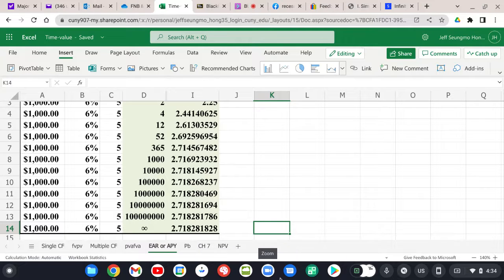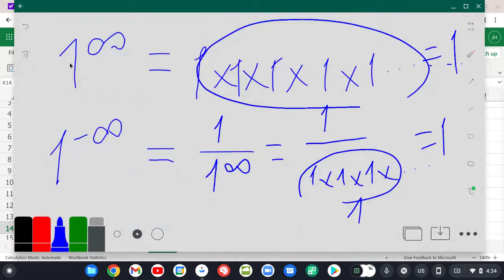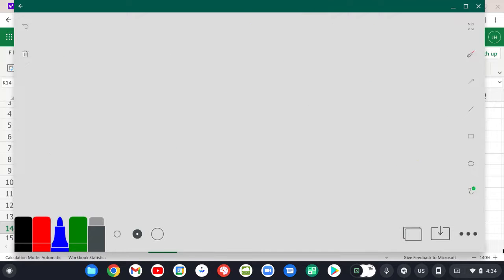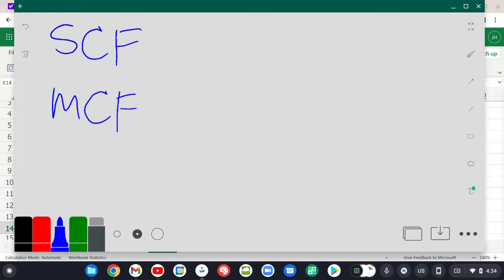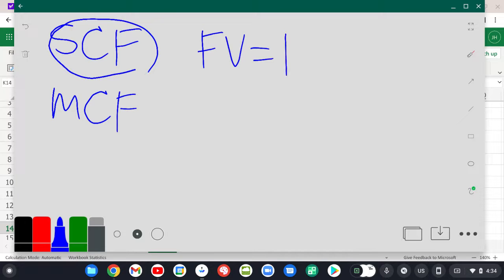Now, the single cash flow model is where is my okay. You may have noticed that in the bottom tab, I use SCF, MCF. That stands for single cash flow. Why is it single cash flow? Look, we are doing, like, finding future value.